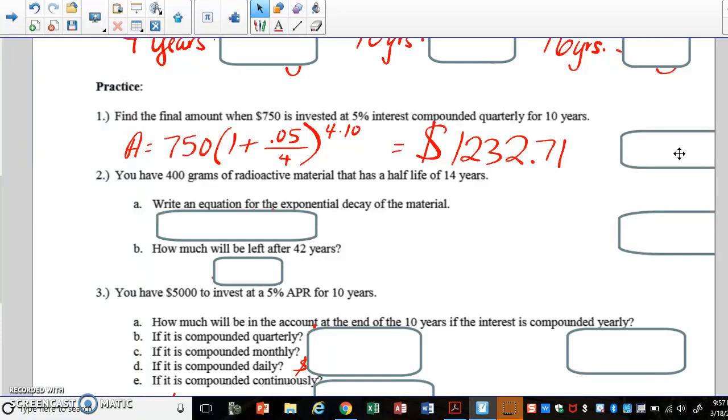Okay? So number 2, 3, and 4, make sure that you are trying these on your own before you're checking them here. This is just if you're confused and need more help. So number 2, you have 400 grams of radioactive material. It has a half-life of 14 years. So write an equation for the exponential decay. So this is just like our example number 6 back up here.